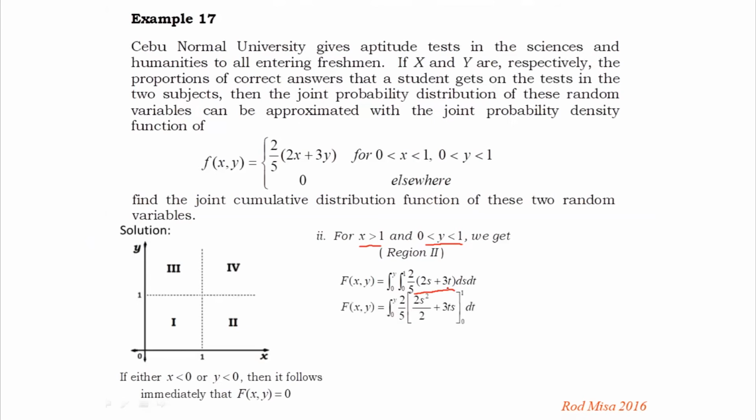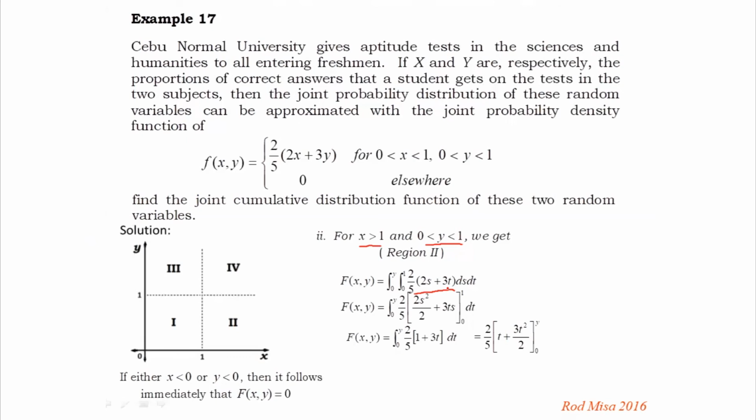So integrating 2s plus 3t with respect to s, we have 2s squared over 2 as the integral of 2s with respect to s. And the integral of 3t with respect to s is 3ts, since t there is treated like constant. And then evaluating this expression from the limits of integration, we have 1 plus 3t, since the value of our s is 1. Then integrating this 1 plus 3t with respect to t, we have t as the integral of 1 and 3t squared over 2 as the integral of 3t.